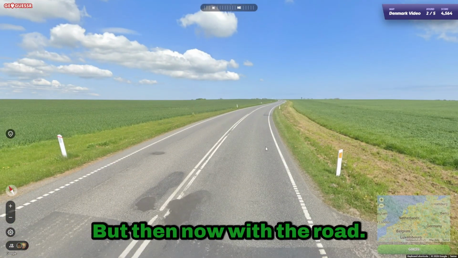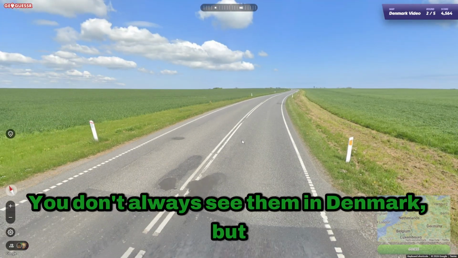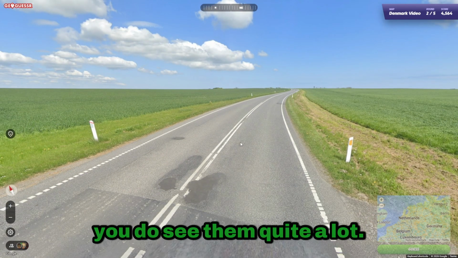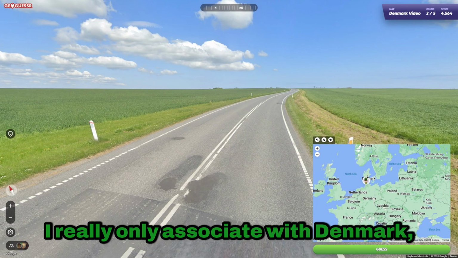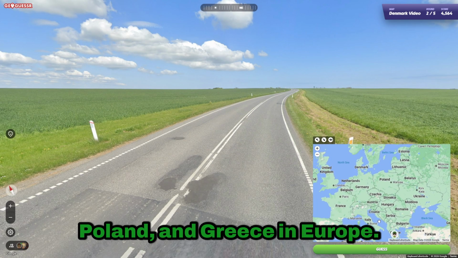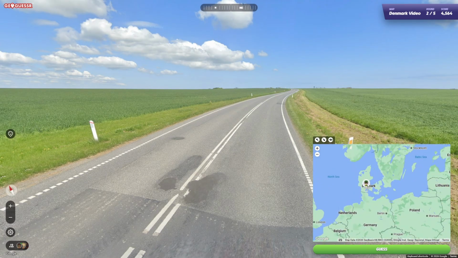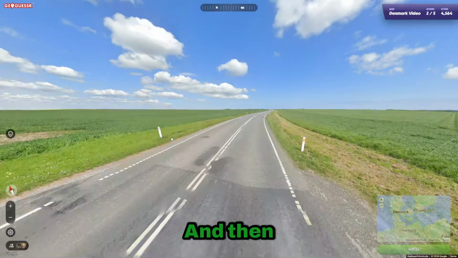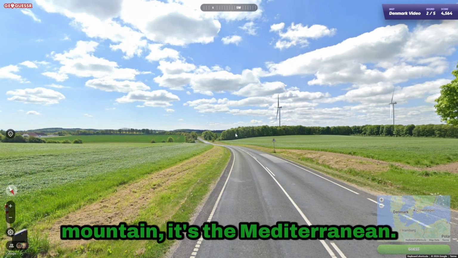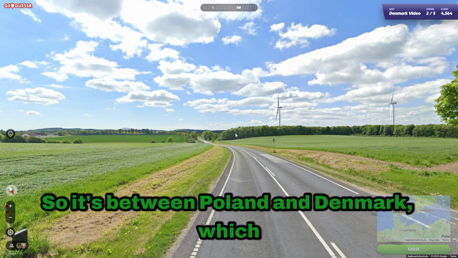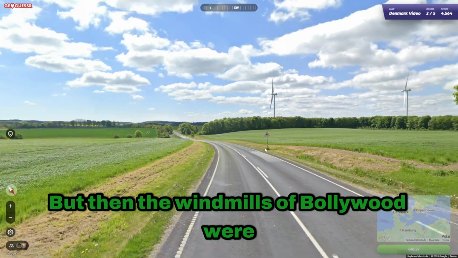But they're now with the road. So we have the bollards, obviously. Double white lines. You don't always see them in Denmark, but you do see them quite a lot. Double white lines, I really only associate with Denmark, Poland, and Greece in Europe. Sometimes, like Finland or something, but mainly Denmark, Poland, and Greece. And then from this round, we can instantly tell it's not Greece because it's not like mountainous and Mediterranean. So it's between Poland and Denmark, which are very flat. But then the windmills and the bollards would give it away.